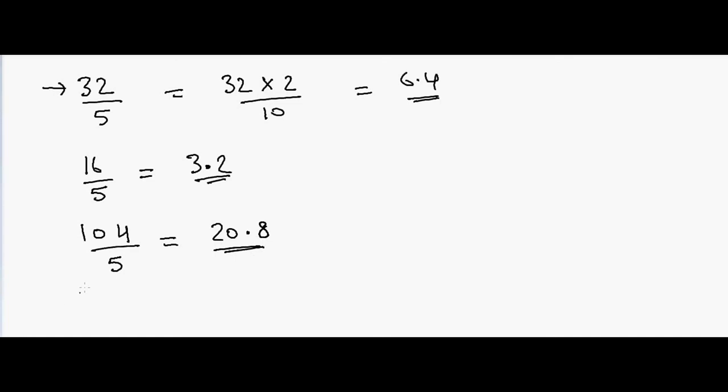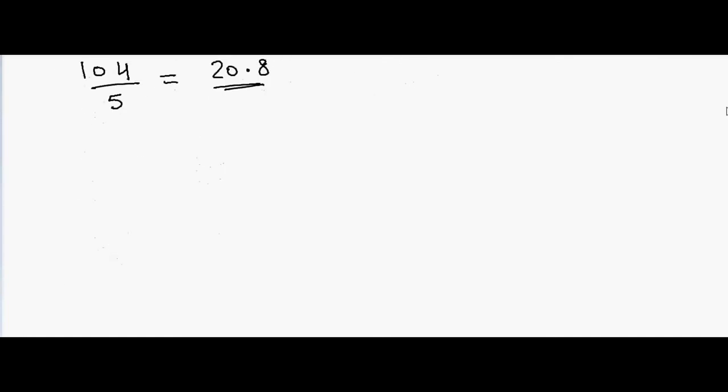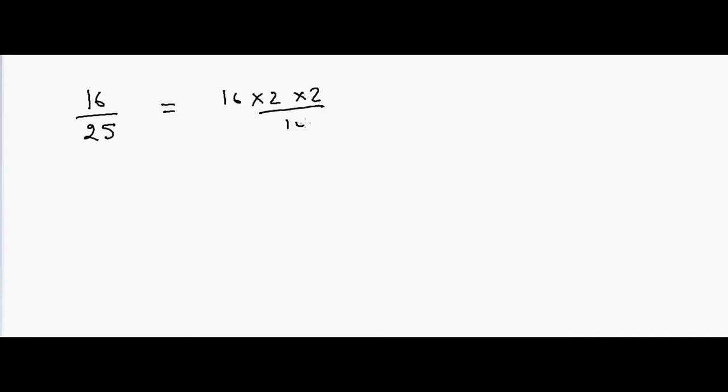That's your answer. Again, if I have to divide by 25, so suppose if I have 16 and want to divide by 25, so how will I go about this? In that case, I can write it as 16 into 10 into 2 into 2 divided by 100, right? So here what's double of 16 is 32, and then 32 double is 64. So the answer is 0.64.